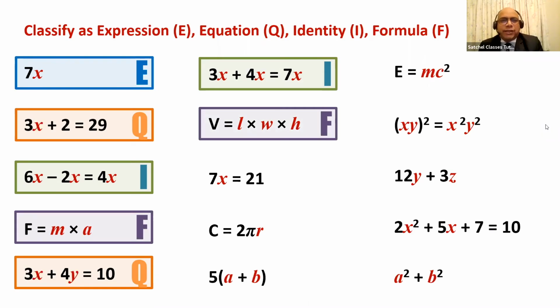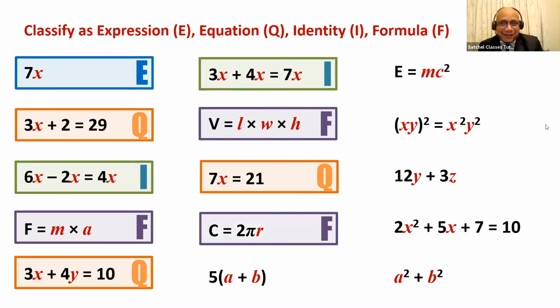7x equals to 21. We can find the value of x is 3, so it's an equation. We can solve it and find the value of x. That's an equation. So Q. C equals to 2 pi r. Remember this formula? Circumference equals to 2 times pi times the radius in a circle, right? That's a formula. What about 5 brackets a plus b? Well, clearly there's no equal to sign, which means it qualifies as an expression.